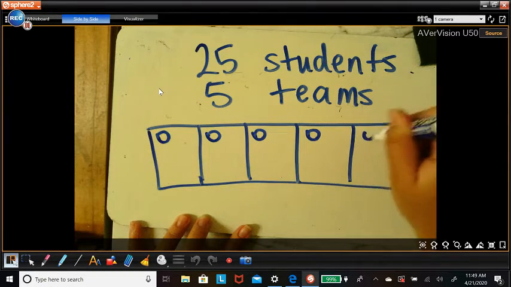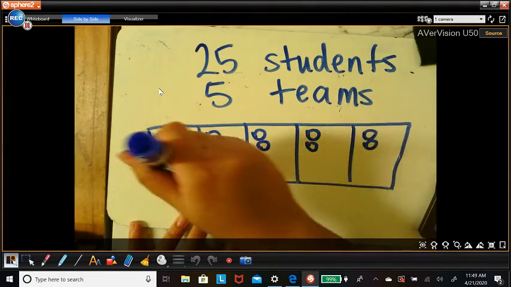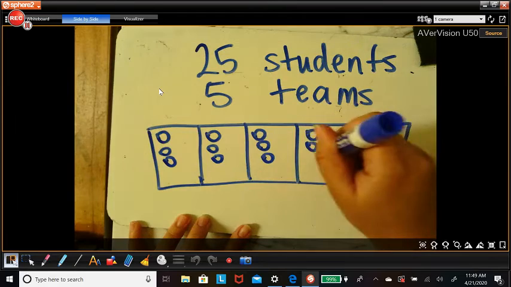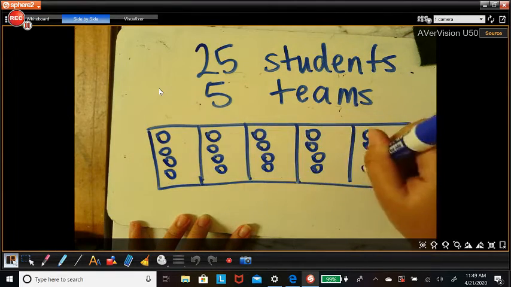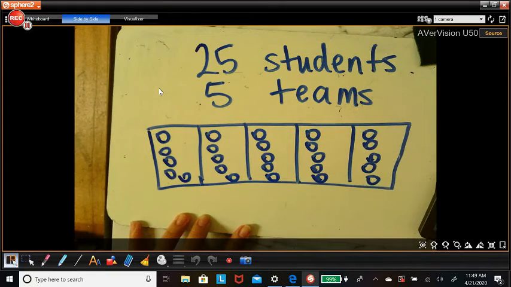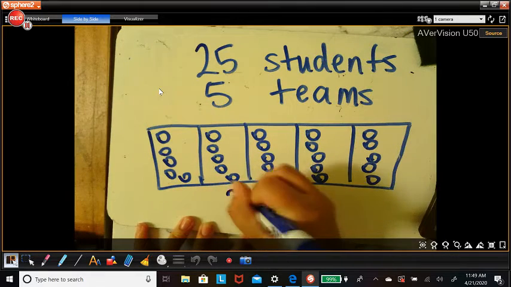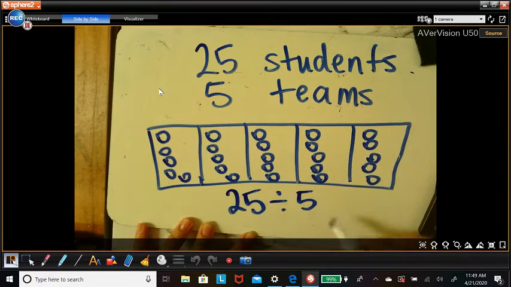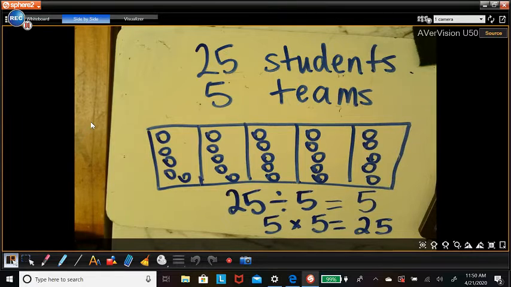3, 4, 5, 6, 7, 8, 9, 10, 11, 12, 13, 14, 15, 16, 17, 18, 19, 20, 21, 22, 23, 24, and 25. So each team has 5. And also we know that 25 divided into 5 teams equals 5 in each team. And also 5 teams with 5 members in each one equals 25. Was your work correct?